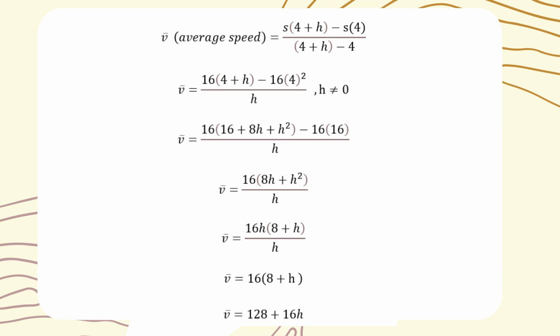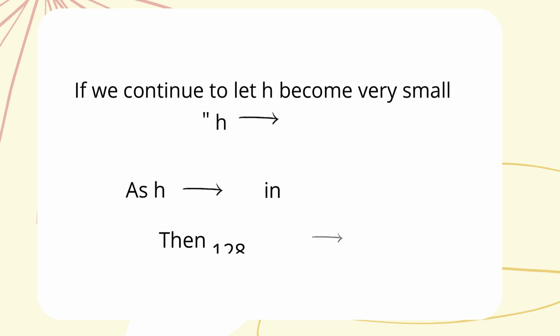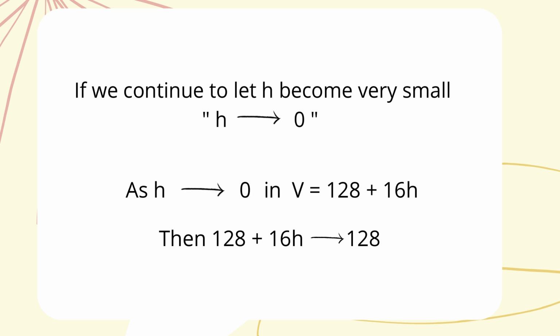By using this, we're able to calculate average speed, plugging 4 plus h and 4 into our original function. In the end, we result with average speed equaling 128 plus 16h. If we continue to let h become very small, or if we let h approach 0, then for our average velocity, 128 plus 16h will approach 128.